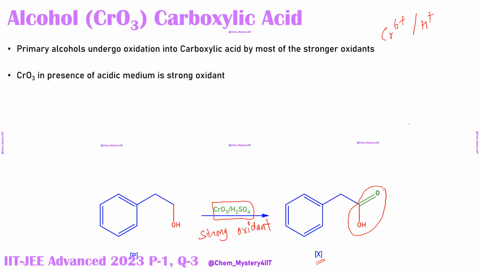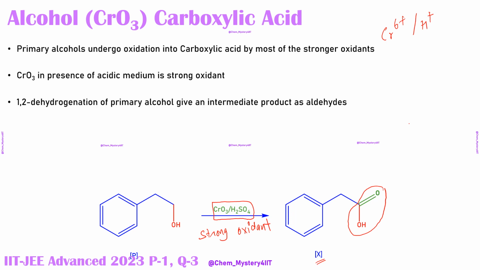This is a very strong oxidant, we know. So a 1 degree alcohol converts into carboxylic acid. A 2 degree alcohol would have given us a ketone. 3 degree alcohols cannot be oxidized if the temperature is not very high. They remain unaffected by the presence of CrO3 and H2SO4.